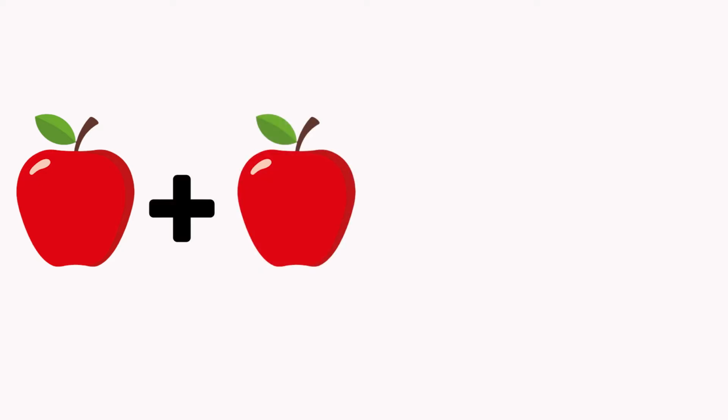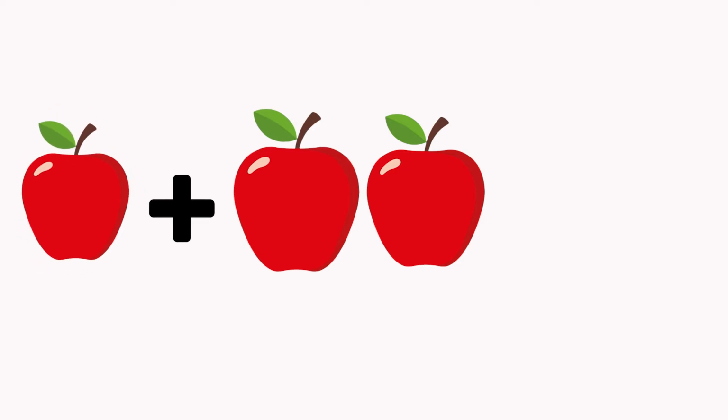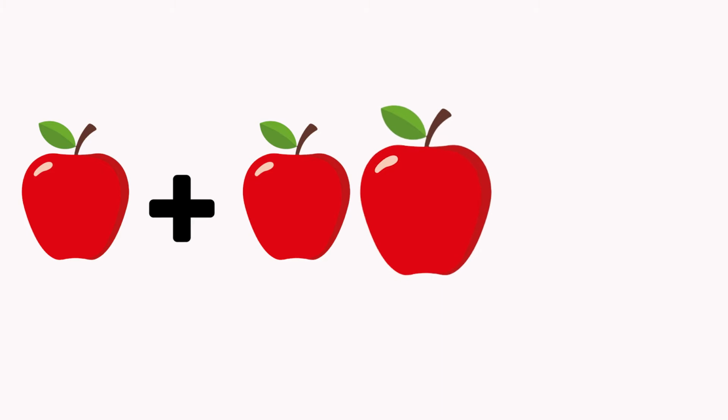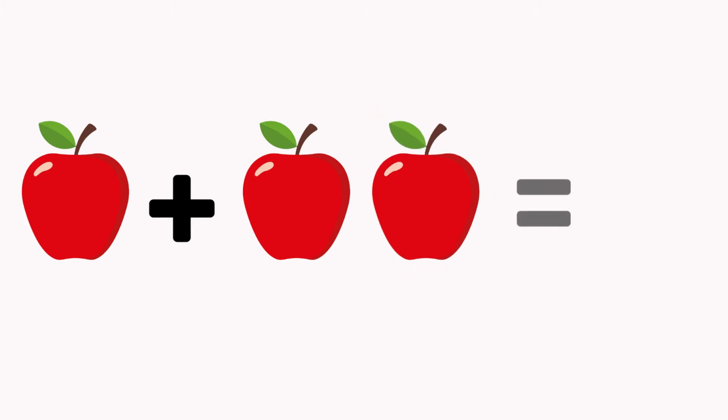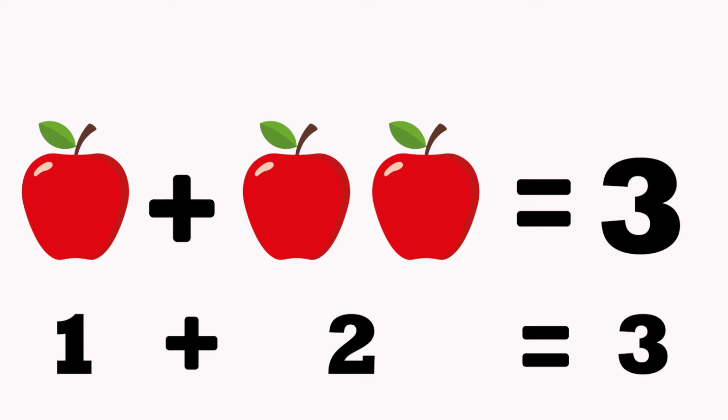1. So we have 1 apple plus 1, 2. So here we have 2 apples. Now we will count all together and find the total number of apples. 1, 2 and 3. So in total we have 3 apples. So 1 plus 2 is equal to 3.